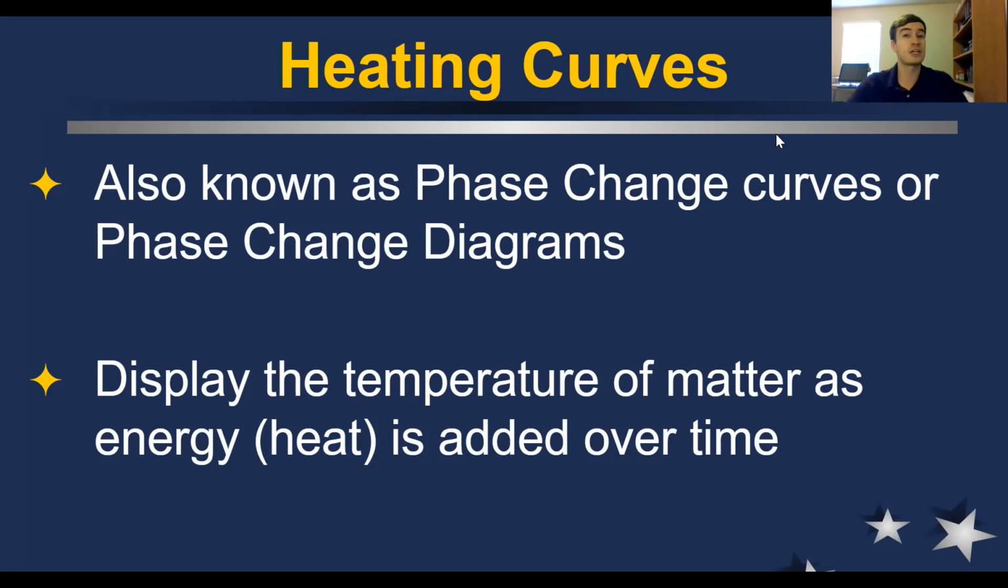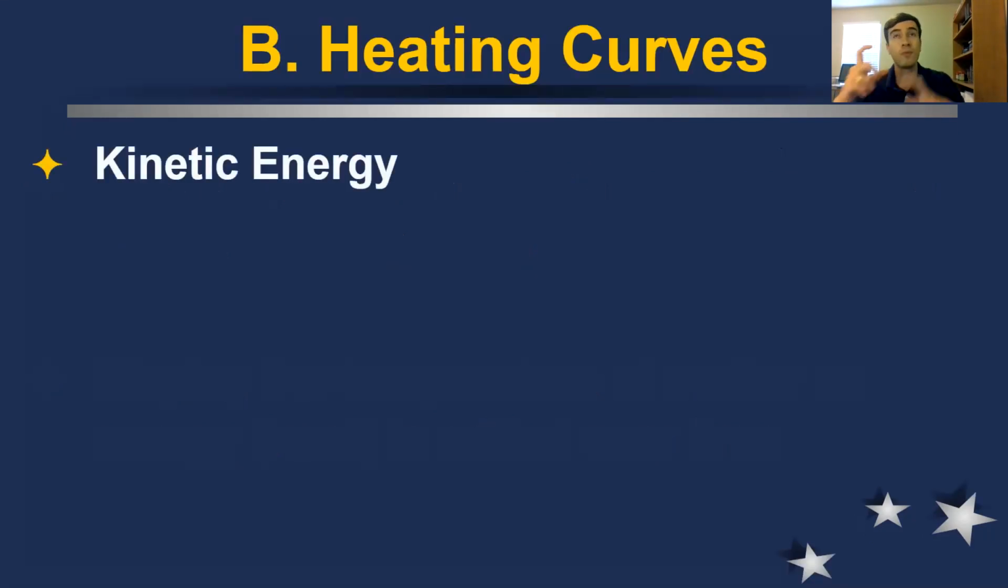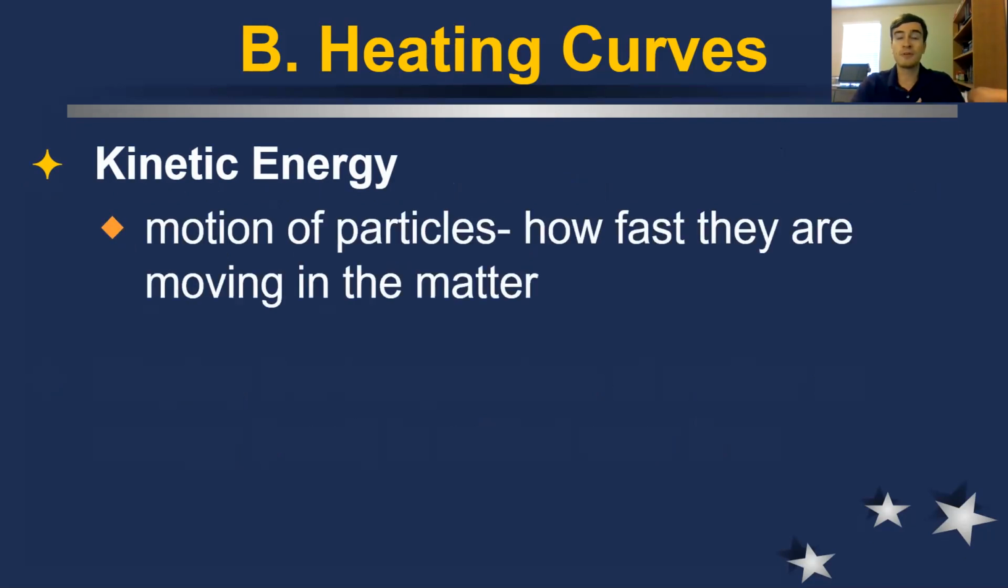So there's kind of two different sections of a heating curve. One of the sections has to do with that stuff that we were talking about earlier, kinetic energy. So if you remember from the beginning of the notes, kinetic energy, that KMT, has to do with particles moving. So solids have low kinetic energy because their particles don't move very much. And then liquids have faster particles. And then gases have the fastest ones.